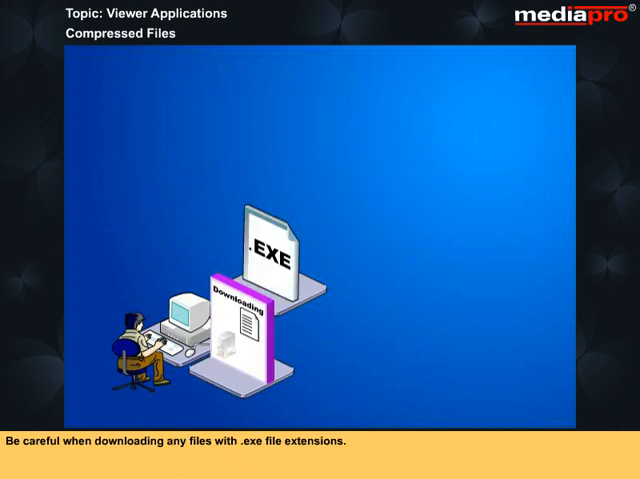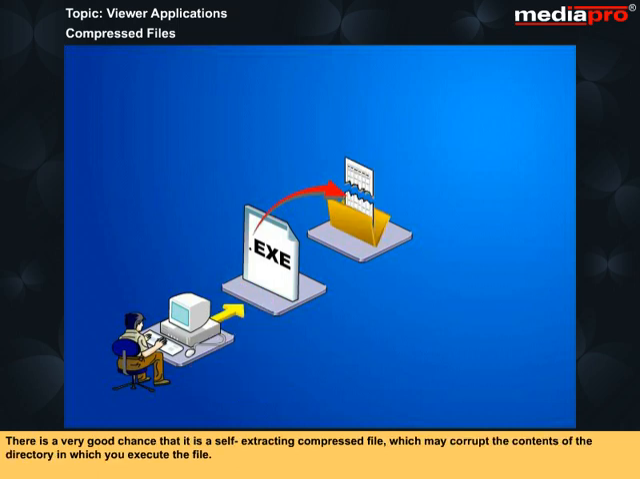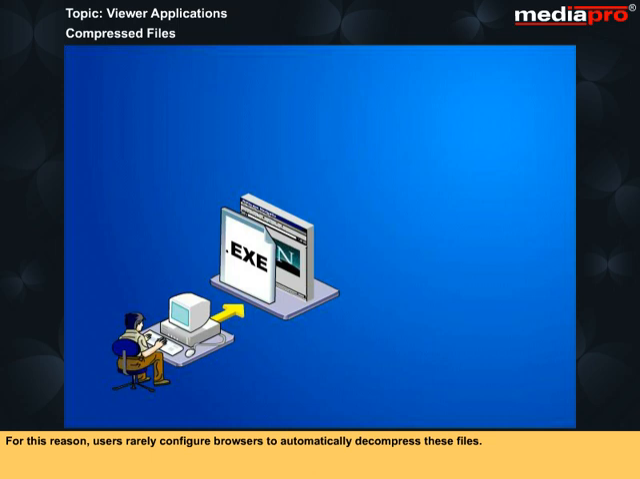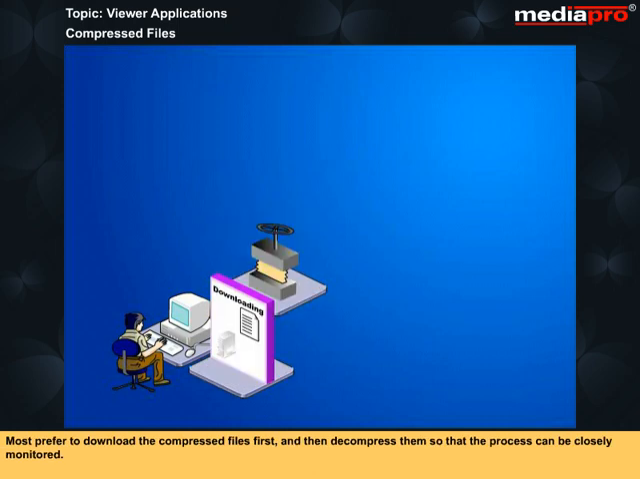Be careful when downloading any files with .exe file extension. It is a good idea to download them into a temporary directory. There is a very good chance that it is a self-extracting compressed file which may corrupt the contents of the directory in which you execute the file. When it decompresses itself, it may extract dozens or even hundreds of files. For this reason, users rarely configure browsers to automatically decompress these files. Most prefer to download the compressed files first and then decompress them so that the process can be closely monitored.